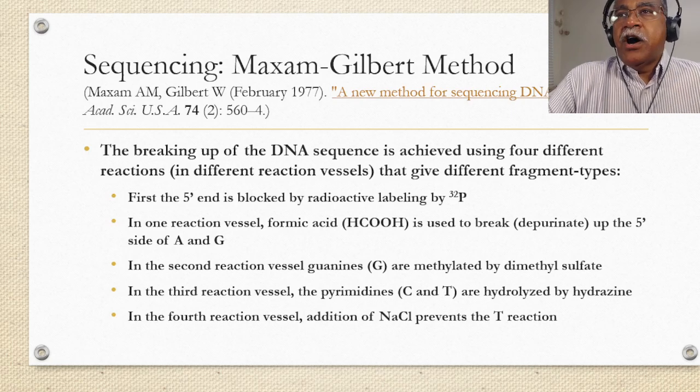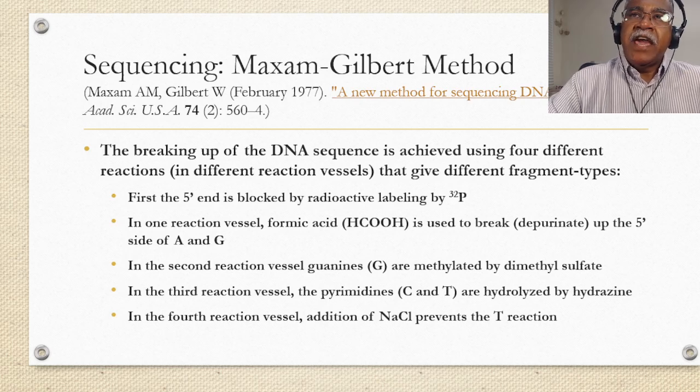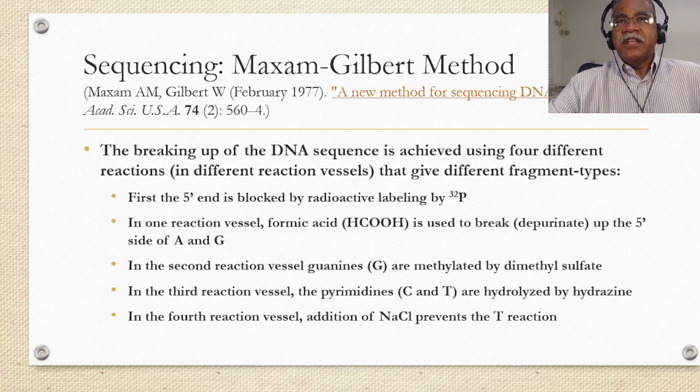Okay, so how do you break it up? And so you have 4 different reaction vessels, and it kind of makes sense because you want to identify something that ends in an A, something that ends in a T, something that ends in a C, and something that ends in a G, or begins with.